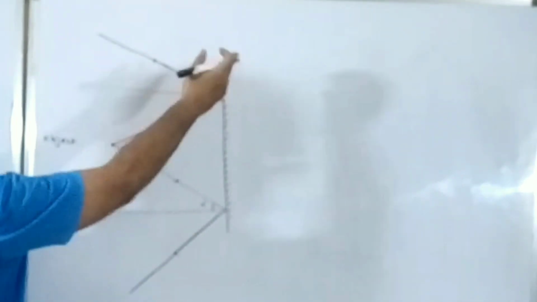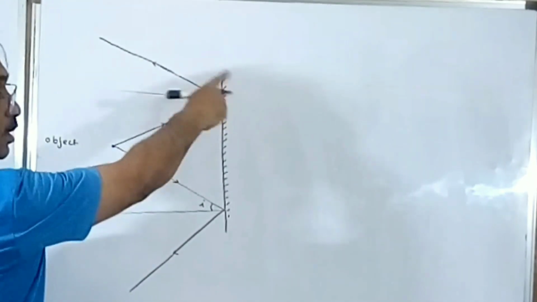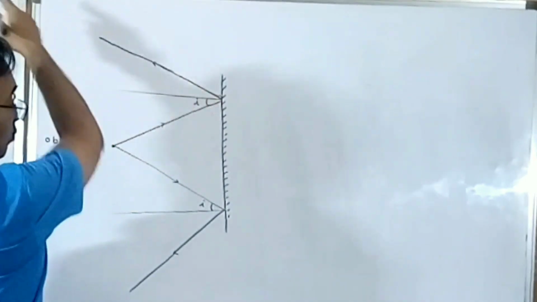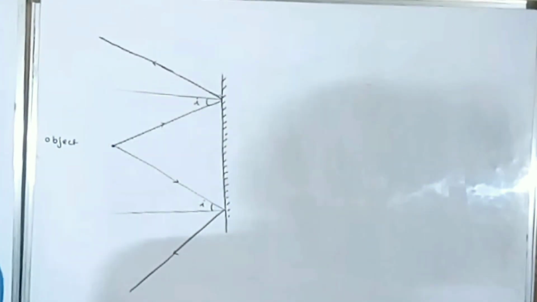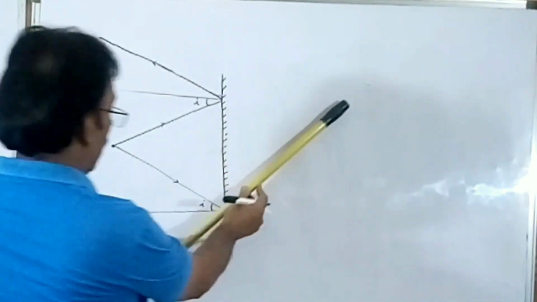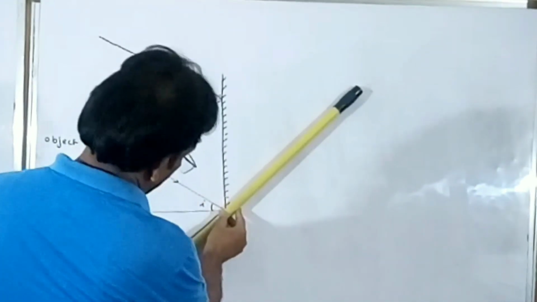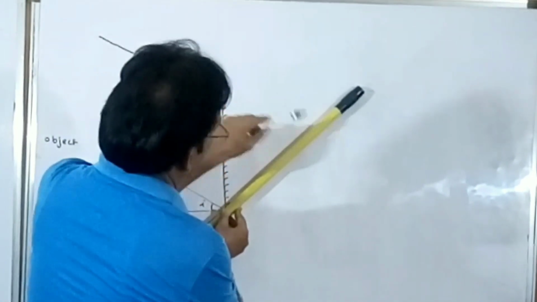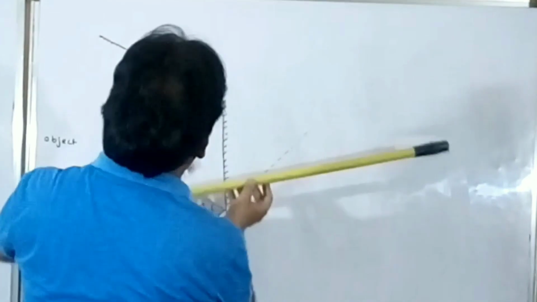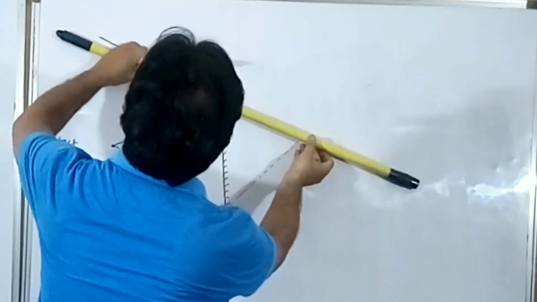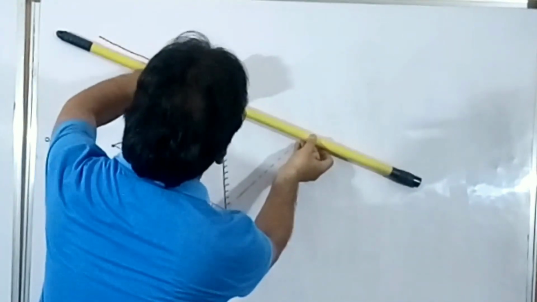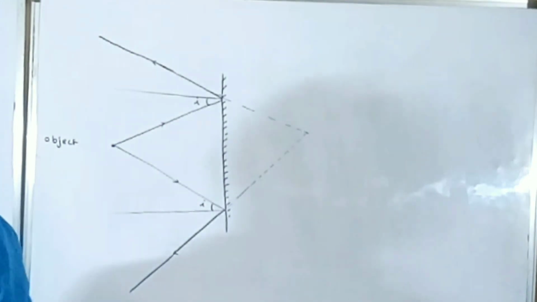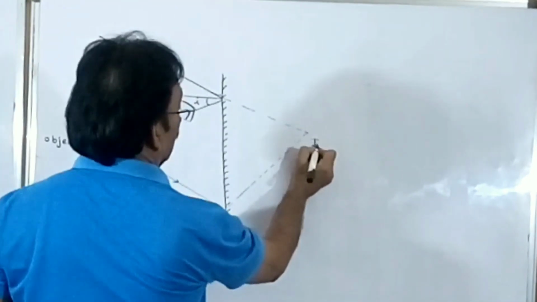Rays from a real object diverge, and after being incident on the mirror they change their path. That phenomenon is known as reflection. Now I am extending this ray further, and in the same way I extend this ray also. The two will meet at a particular point. We call it the image.